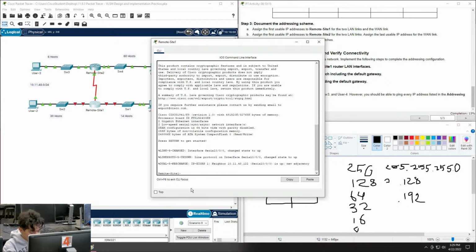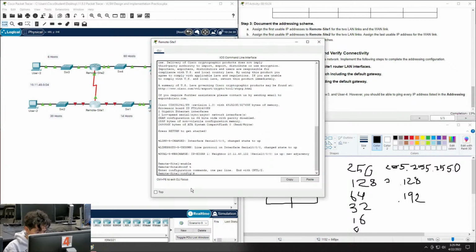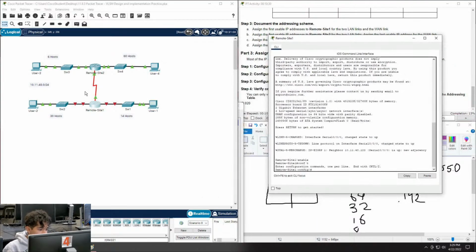So we go into privileged exec, and then global config. We need to find out which network. Okay, so it's in gigabit 0/1. Switch interface gigabit 0/1.